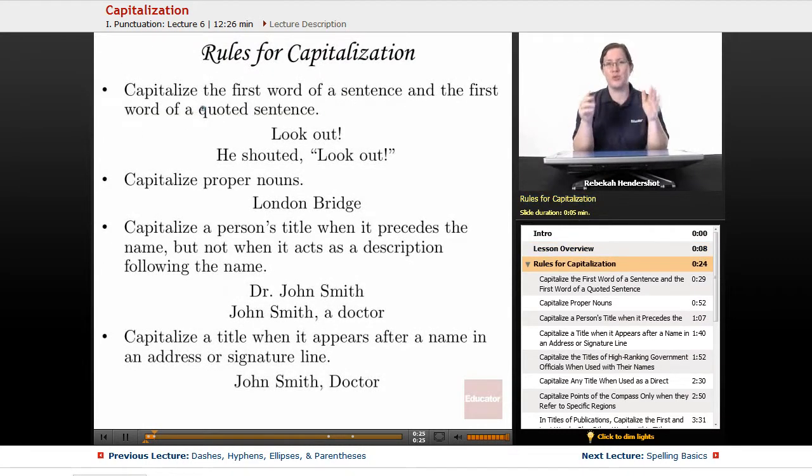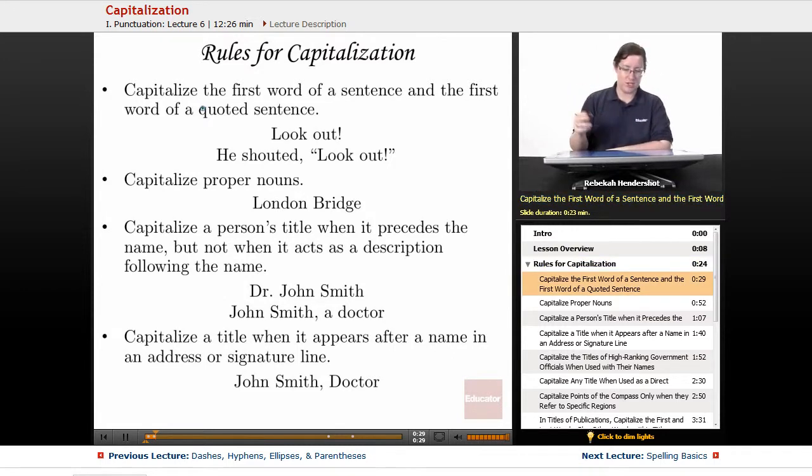Alright, so here are the rules for capitalization. Here are the words you capitalize. First, capitalize the first word of a sentence and the first word of a quoted sentence. So, for example, in the sentence, "Look out," you capitalize the L. In the quoted sentence, He shouted, "Look out," you capitalize both the H in "he" because it's the first letter of your sentence, and the L in "look" because it's the first letter of your quoted sentence.